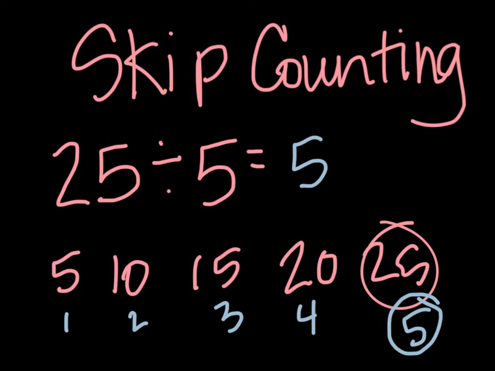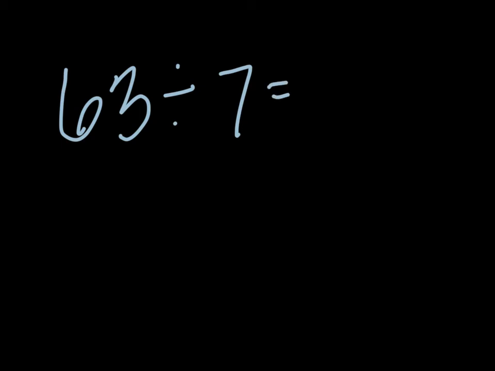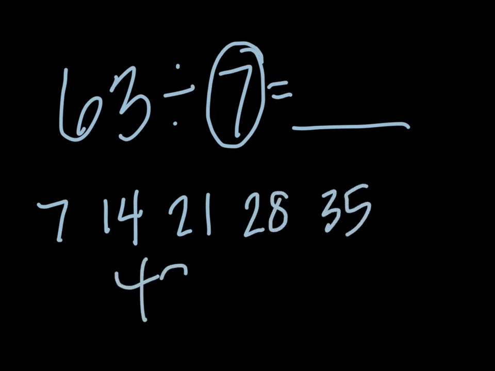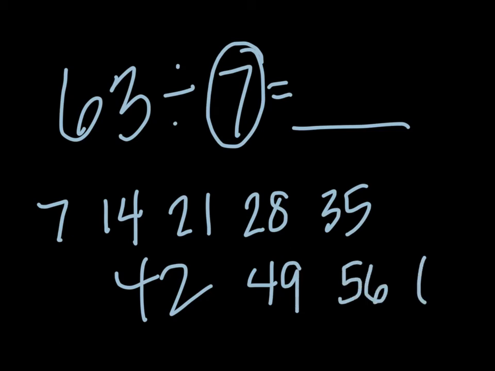Let's do another one. That might have been a little confusing with all those 5s in there. So let's do 63 divided by 7. So instead of counting by 5s, in this situation, we're going to count by 7. We're going to say 7, 14, 21, 28, 35, 42, 49, 56, and finally 63.